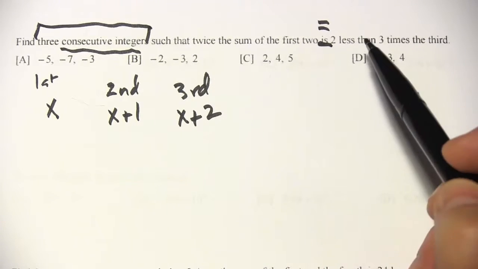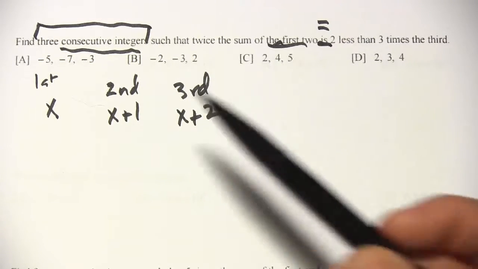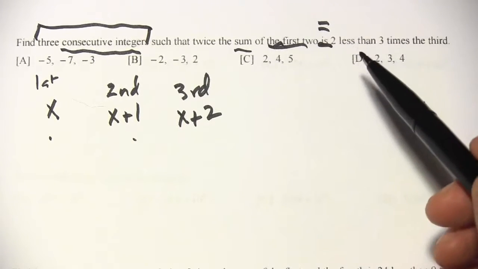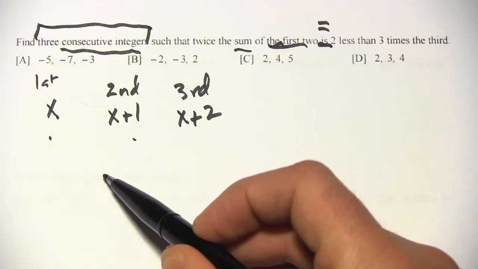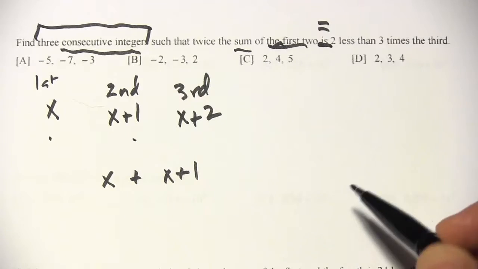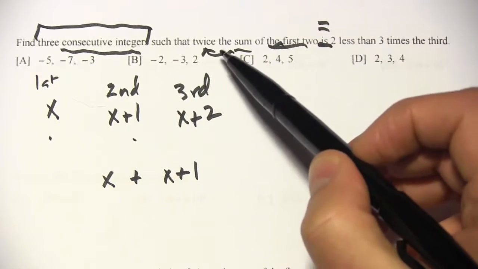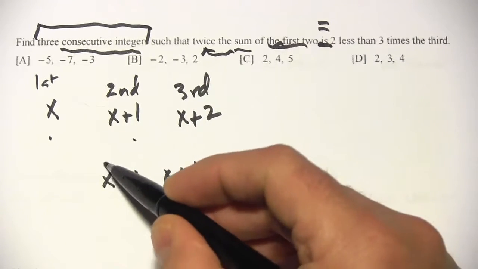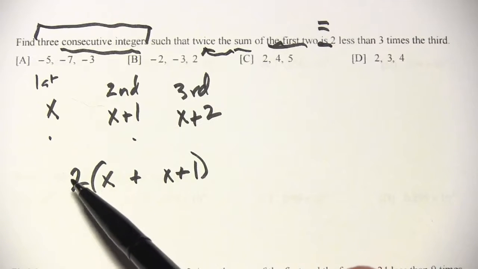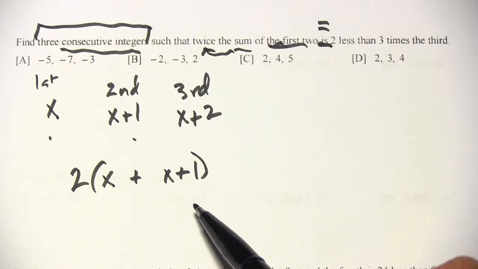Twice the sum of the first 2. Well, what are the first 2? That means the first 2 consecutive integers, so this one and this one. The sum of those first 2 just means add those together. So we would write that as x plus x plus 1. And then backing up even further, it says twice. So twice the sum of the first 2. So we add them together and then we multiply by 2. So this is twice the sum of the first 2 consecutive integers.